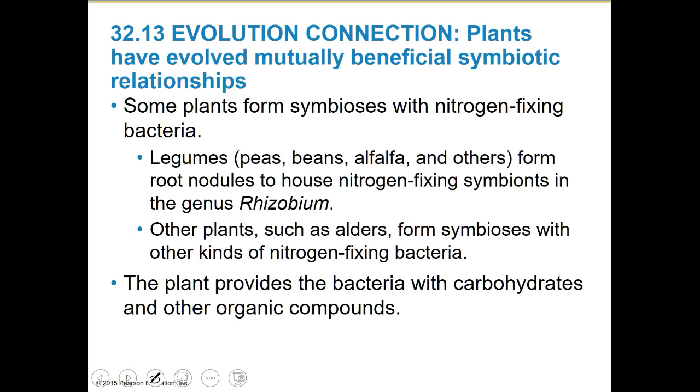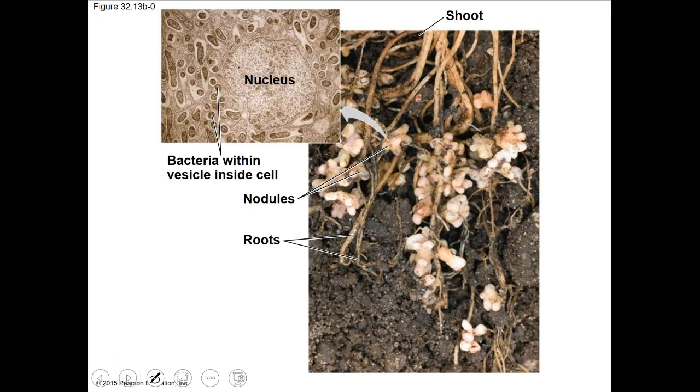So some plants form symbiosis with nitrogen-fixing bacteria. Legumes like beans do, with the genus Rhizobium. Other plants, such as alders, form symbiosis with other kinds of nitrogen-fixing bacteria. So we've got lots of plant symbioses that give us these beneficial relationships. Plants provide the bacteria with carbohydrates and other organic compounds. Like it throws some sugar that it makes. Like, oh, I made some nice sugar. Thanks for hanging out. And so everybody wins here.